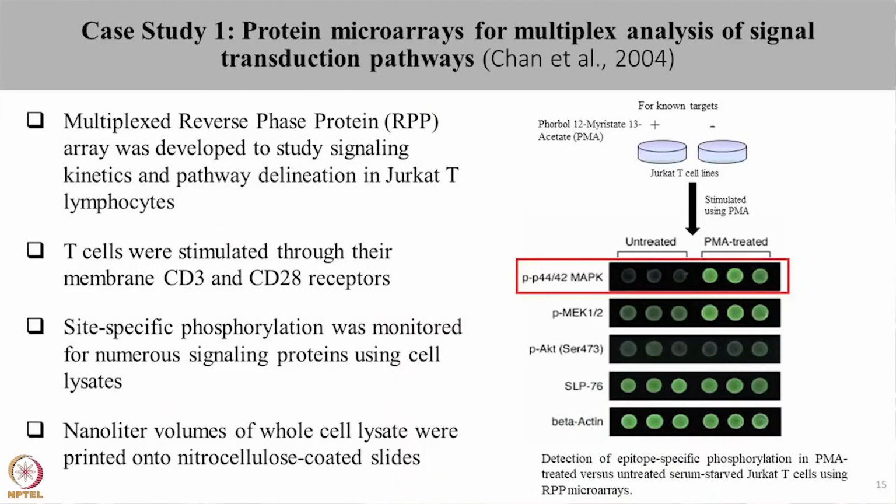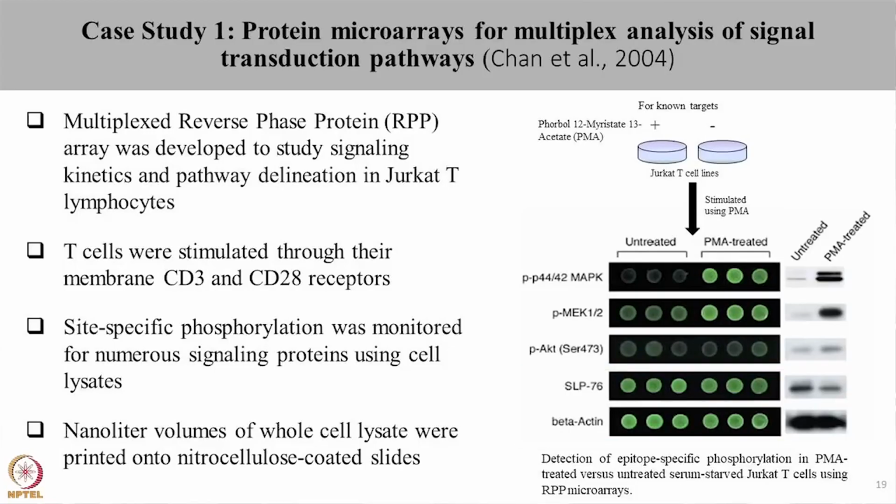In this diagram you can see that MAPK showed a very good phosphorylation upon PMA treatment, whereas the untreated cells did not show any phosphorylation. MEK also showed a differential phosphorylation upon PMA treatment, whereas AKT, which is not a target of protein kinase C, showed no change in the phosphorylation levels. SLP76 and beta-actin were used as control and no changes were seen in the treated as well as the untreated cells. The same was verified using Western blot, which is shown in this image.